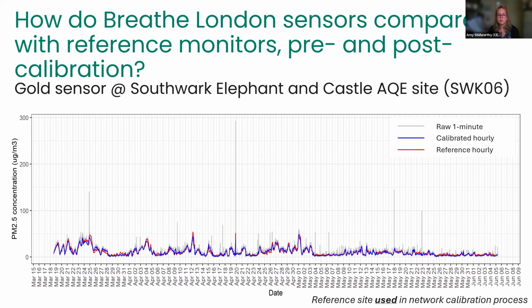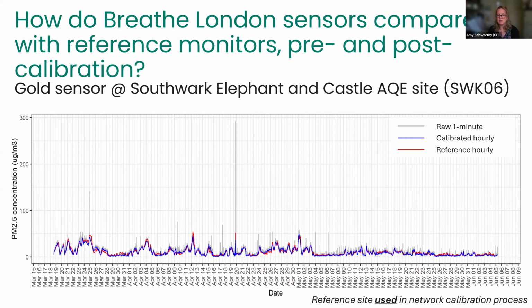So this is the graph for the gold sensor at Southwark Elephant and Castle site, which is the one used in the calibration process. The grey line is showing you the raw 1-minute data. That's the data we received from Airly. The blue line is the calibrated hourly data. So that's the data you'll be able to access via the API, and which is shown on the website. And the red line is the reference monitor hourly data.